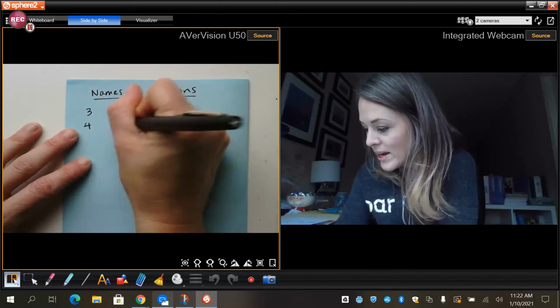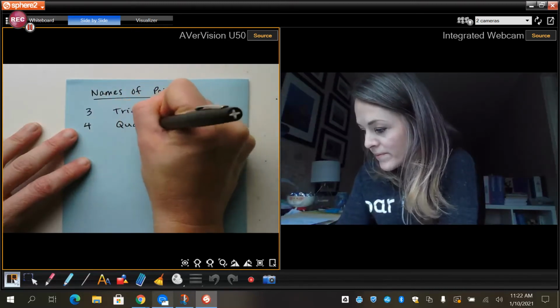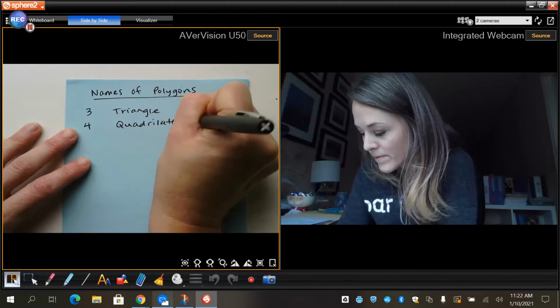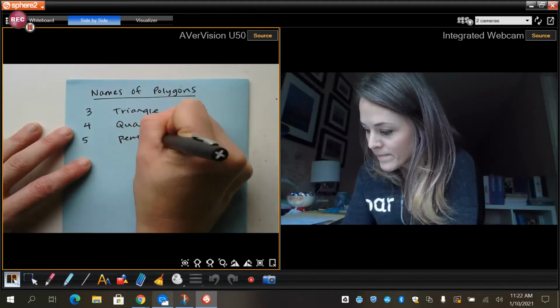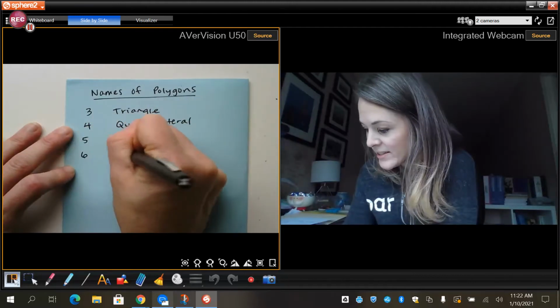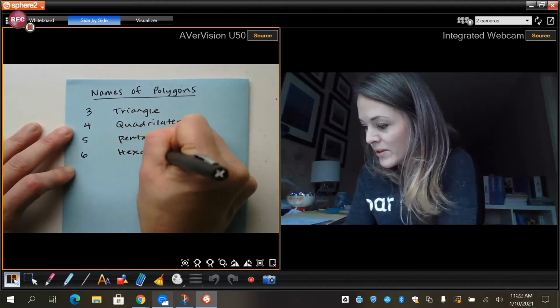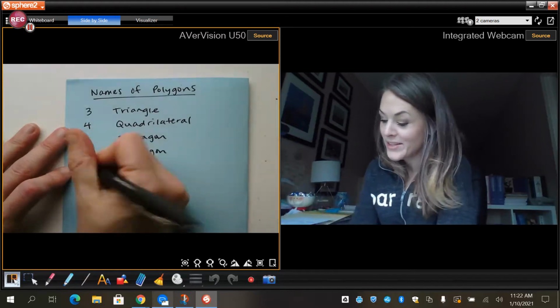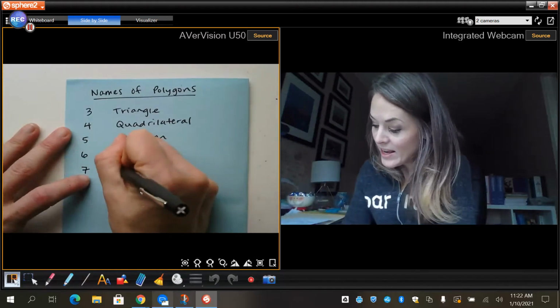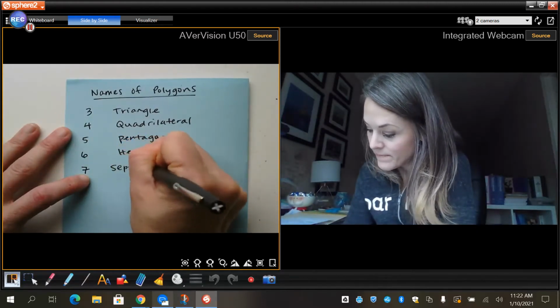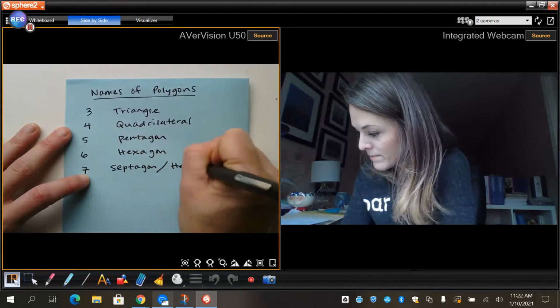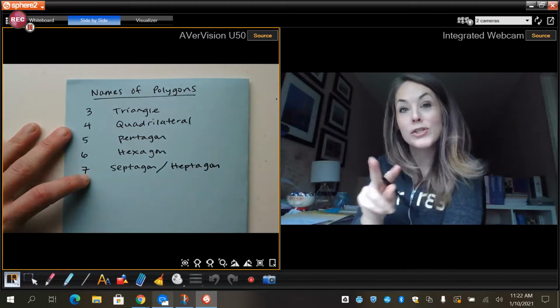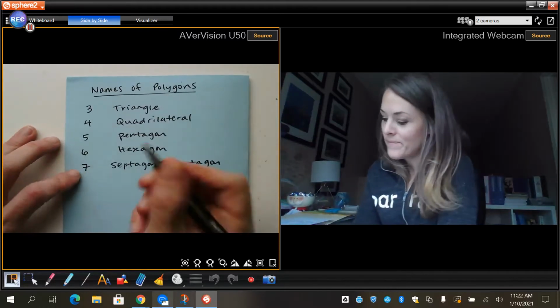Okay, 4 sides is a quadrilateral. 5 sides is a pentagon. 6, hexagon. I know I'm going quickly through these. You may already know them and not need to write them down. 7 is either a septagon or a heptagon. Okay, so there's two different names for a seven-sided figure.